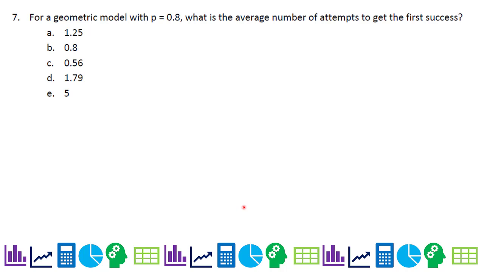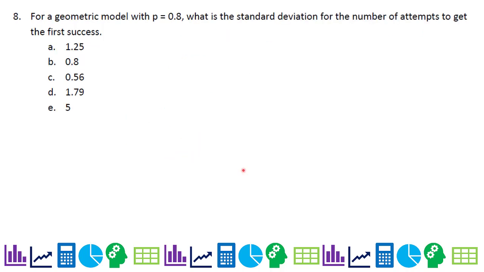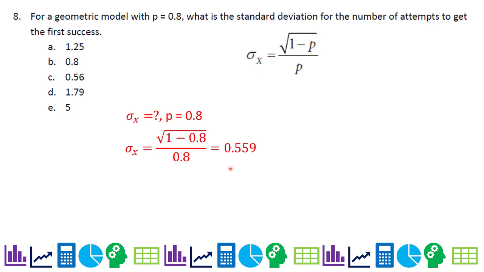For a geometric model with p equals 0.8, what is the average number of attempts to get to the first success? Super easy. We know p is 0.8. Mu of x is 1 over 0.8. If x has a geometric distribution, on your formula chart there is a formula. You just do 1 over 0.8, and that gives you the average number of attempts to first success. For a geometric model, what is the standard deviation? Here's the formula, and I substitute in, calculate, and I get 0.559. You can see the square root of 1 minus 0.8 over 0.8 squared, so there's my answer.